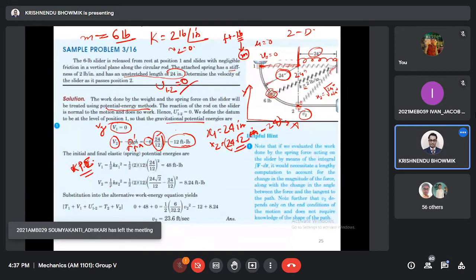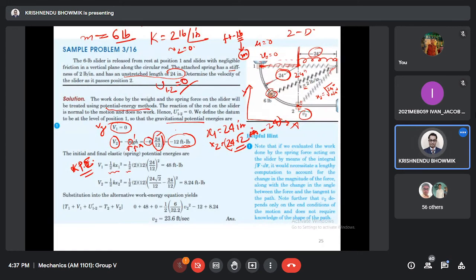Now the potential energy V1 is half k x square, where k equals 2 pound per inch, which is 2 multiplied by 12 pound per foot. So that's why it is multiplied by 12. x is 24 inch by 12 feet, squared. V2 is half of 2 times 12 times x square, this one.